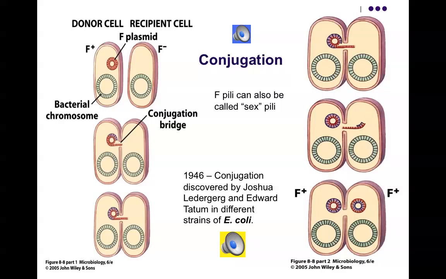Now eventually a whole complete copy is transferred, and now the F- cell is no longer F- because it has its own plasmid copy, which eventually is completed and made in the form of double-stranded DNA. And now that F- cell has been changed to an F+.